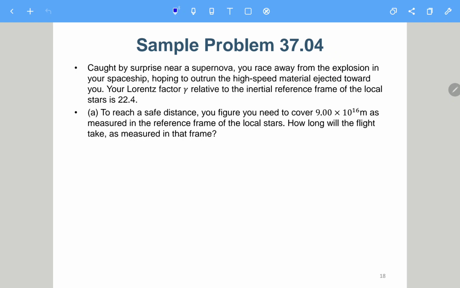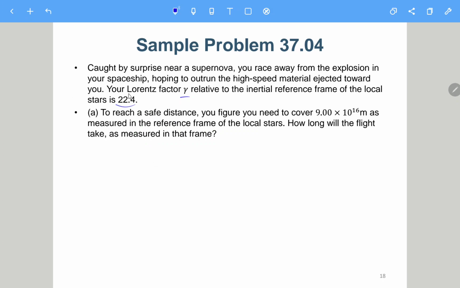So this is actually the gamma. To reach a safe distance, you figure you need to cover 9 times 10 to the 16 meters as measured in the reference frame of the local star. How long will the flight take as measured in that reference frame? So actually you should move very fast to escape.